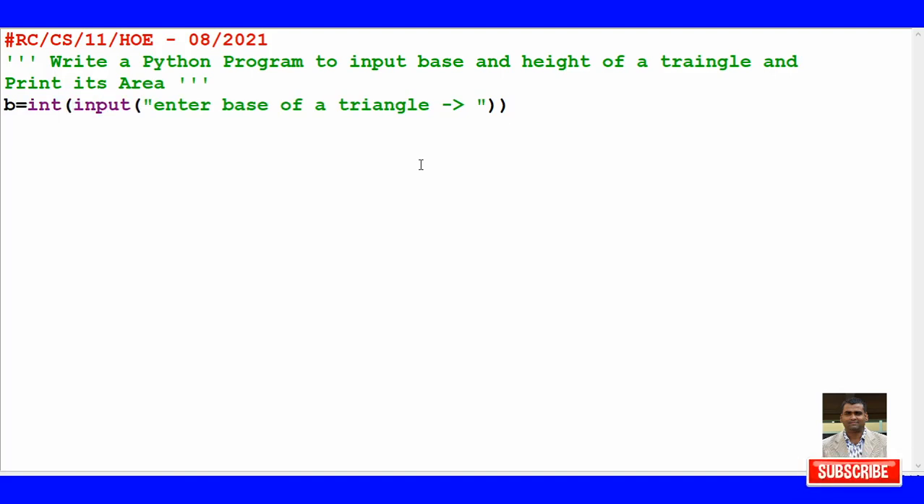Integer done. Then I'm going to write h for height. Height is equal to, with integer, and then input, and then I'm going to write, enter height of a triangle. Got it? And again, you can go for a floating point value, a decimal value also.